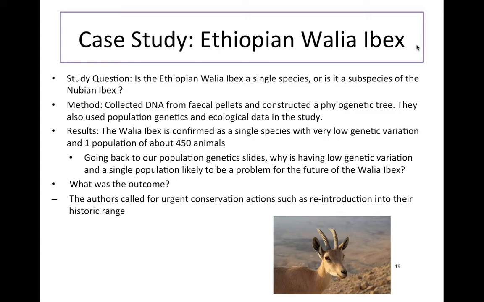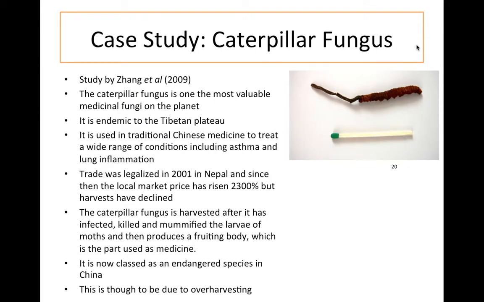So if you do feel like looking up anything, you can always follow up on the Ethiopian Walia ibex and did the conservation efforts work? Have they indeed reintroduced their range? Has anything been followed up after the study? I'll leave that up to you to research if it's something that interests you. Now the next one is a little bit of a weird one. I thought I'd do it just because it's a little bit different.